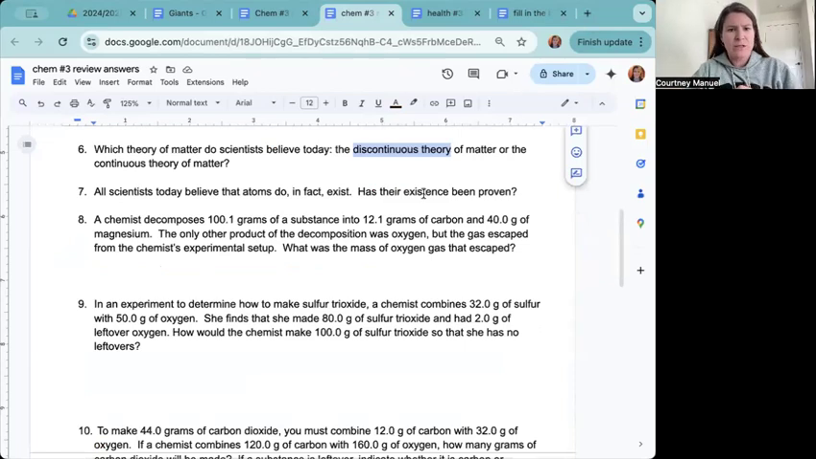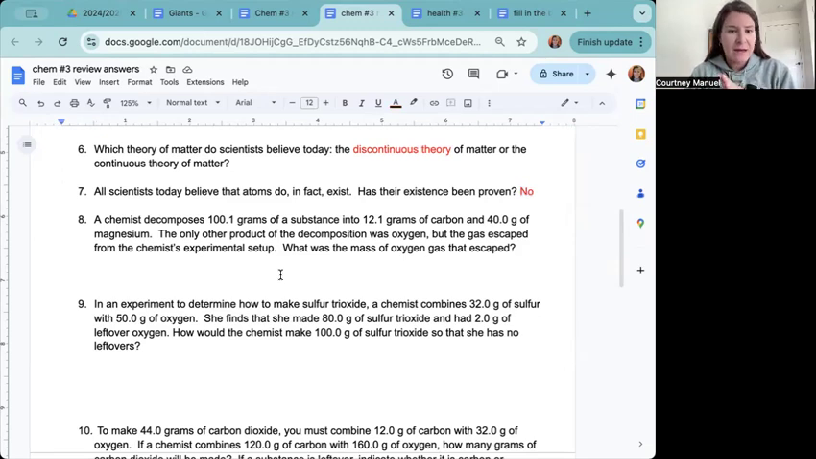Number 6, which theory of matter do scientists believe today? It's a discontinuous theory of matter, not the continuous theory. Number 7, all scientists today believe that atoms do in fact exist. Has their existence been proven? No, it hasn't. It's inferred and indirect, but they haven't been proven.